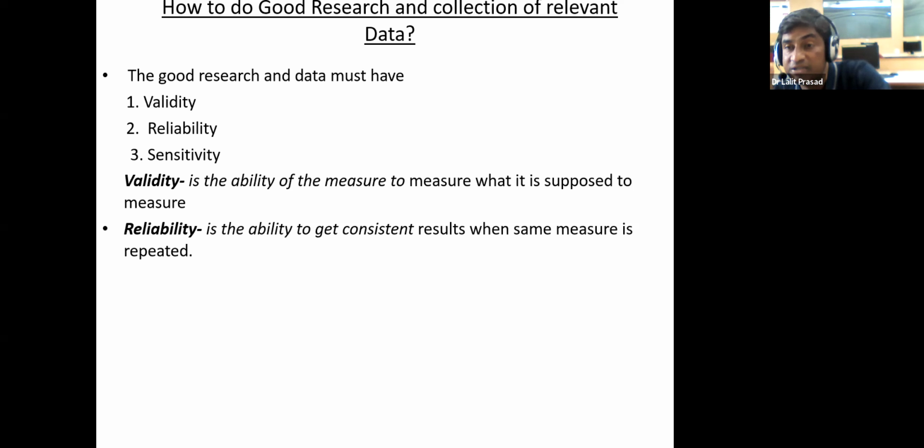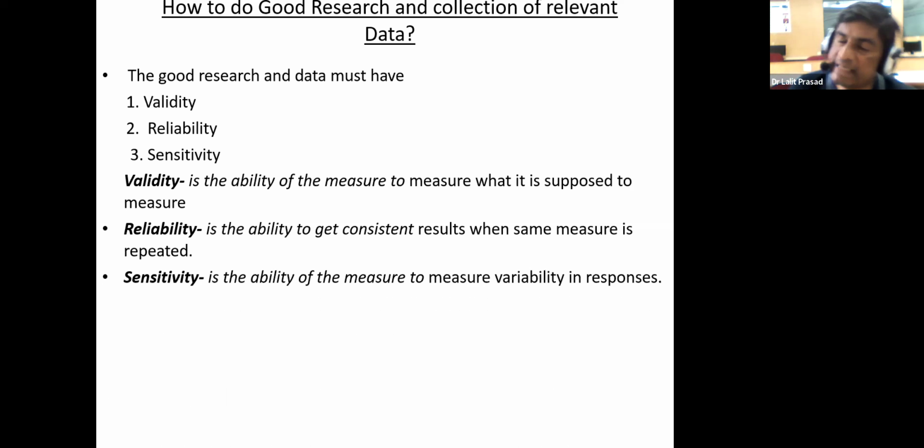It should give the consistent result when the same measure is repeated again and again. Then your instrument is reliable. We are talking about the instrument. Your instrument should be reliable. Your instrument should be valid. And the last one that we are talking about, the sensitivity. It is the ability of measure to measure the variability in the responses. What are the variations? One person, second person it is giving, that it should be in a position to measure.